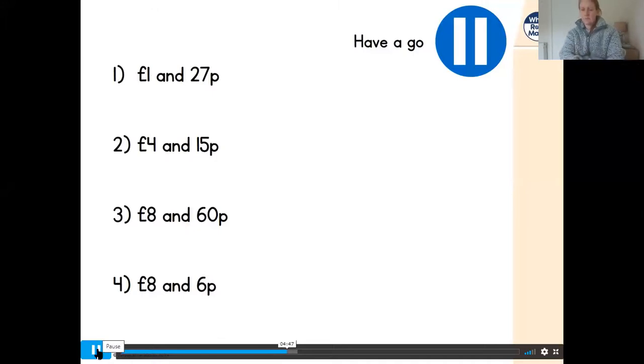Let's check our answers. £1.27 will be 127 pence. £4.15 will be 415 pence. £8.60 will be 860 pence, wouldn't it? 800 pence is equal to £8. And £8.06 will be 806 pence. So we've still got the £8, 800 pence, we've just got an extra 6 pence there.